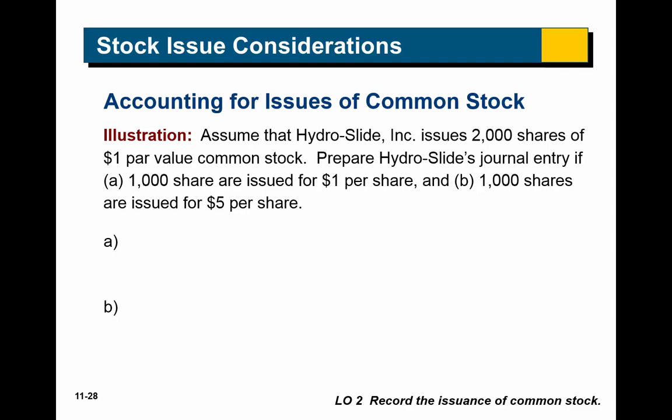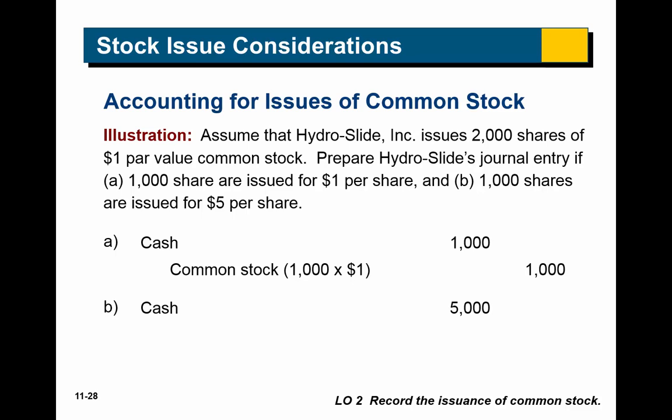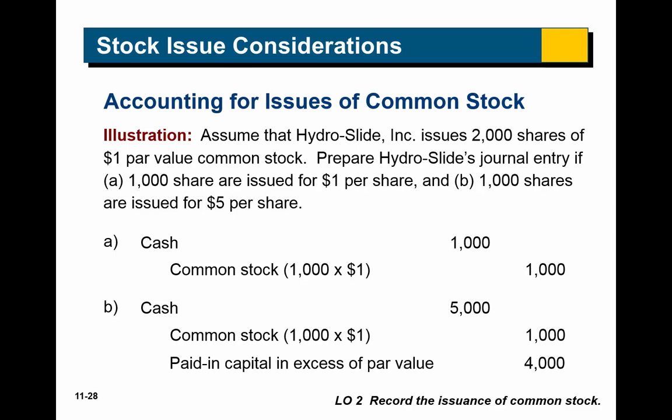So if they issue 1,000 shares for $1, then here's how they'll record it. Their cash will go up or be debited $1,000, and their common stock account will go up or be credited $1,000. That's it. If they issue them for $5 a share, they've got to record their cash now going up by $5,000, 1,000 shares, $5 a piece. Their common stock account still only goes up by $1,000 because the common stock account is always listed at the par value. So what do we do with the additional $4,000? We list it as paid in capital in excess of par value.